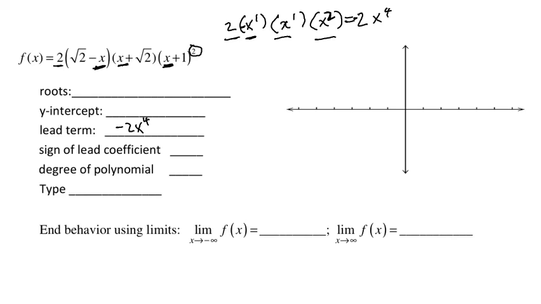How do we find the other values? Well, first of all, the sign of the leading term is going to be negative. The degree of the polynomial is what we have here. It's 4. And the type is quartic.